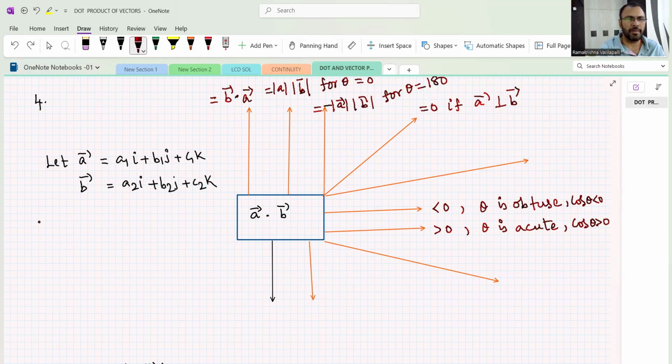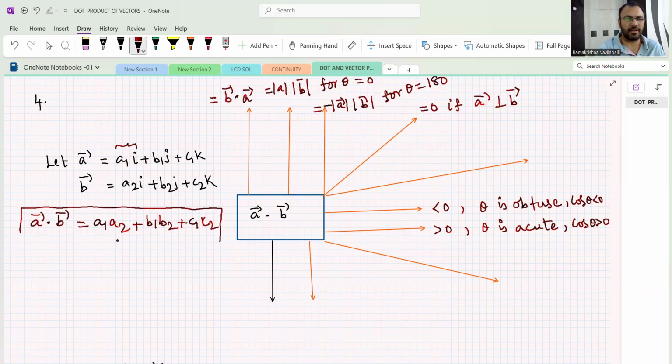A bar dot B bar equals... Now you take the dot product with each vector component: A1, A2, i dot i. I dot i is 1, so we write A1, A2. Next, i dot j is 0, i dot k is 0. So like that, you can write A1, A2 plus B1, B2 plus C1, C2. Now you know how to find the dot product of two vectors: A1, A2 plus B1, B2 plus C1, C2.